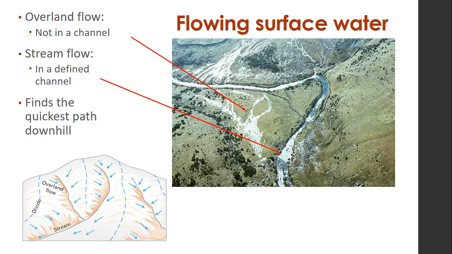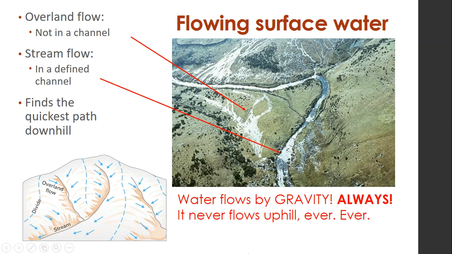Water basically finds the quickest path downhill. As it finds that quickest path downhill and erodes over and over again, you'll later on get this defined channel. Water flows by gravity, always. It never flows uphill, ever, never, ever, right? Water is always finding its most effective and quickest path downhill.